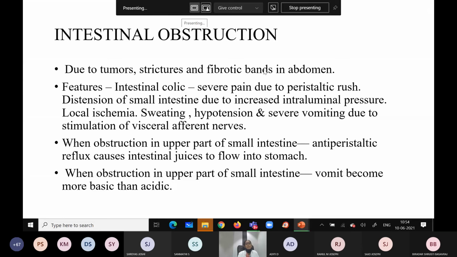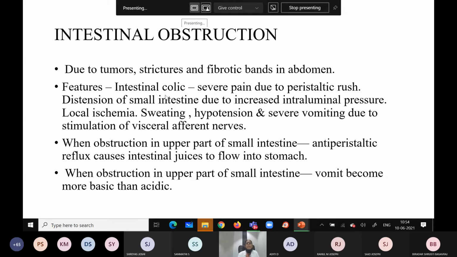Okay, so intestinal obstruction. This may occur because of a tumor or stricture. The ileocecal valve may be obstructed, or the pyloric sphincter may be strictured, or there may be a fibrotic band in the abdomen. So these are the factors for intestinal obstruction.